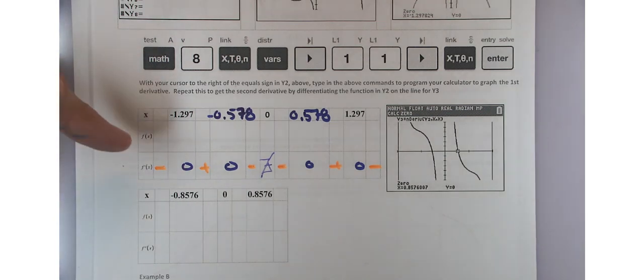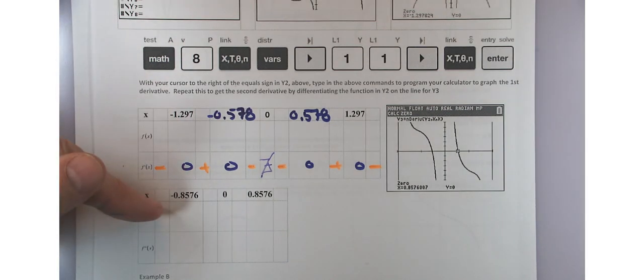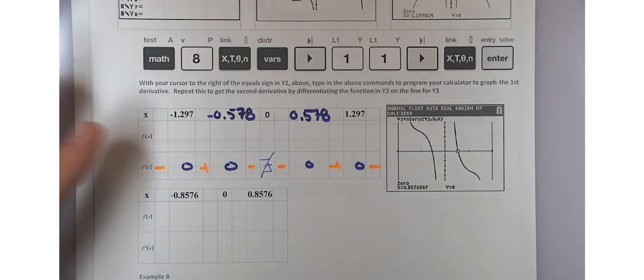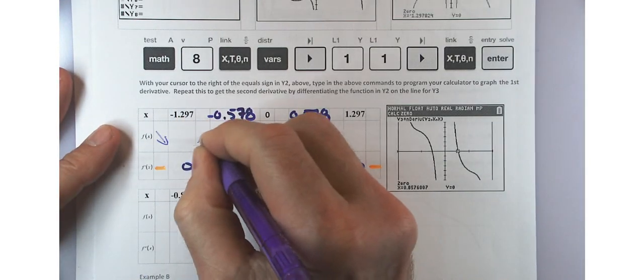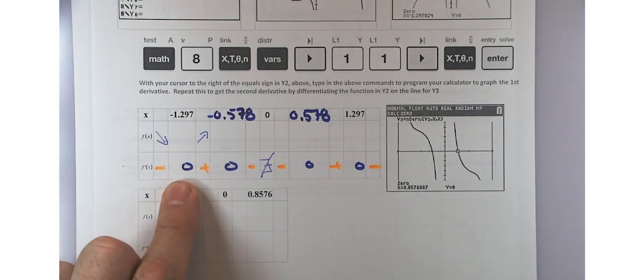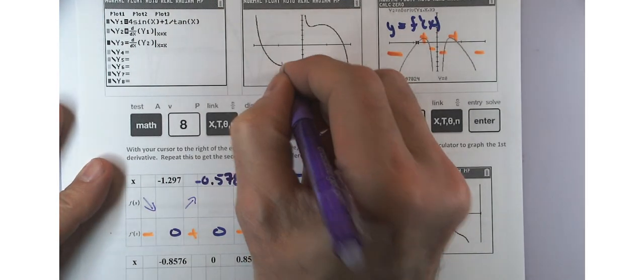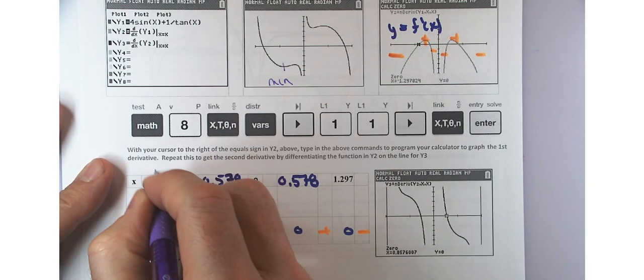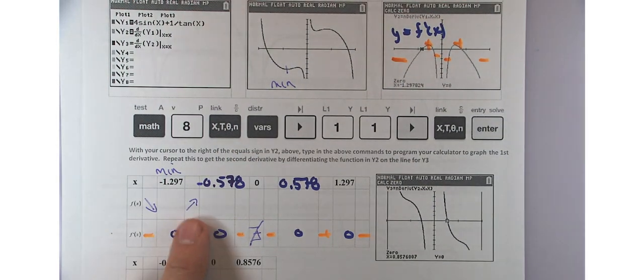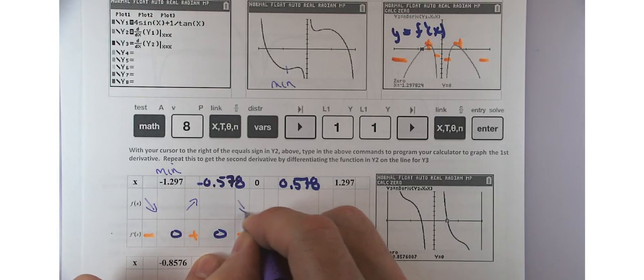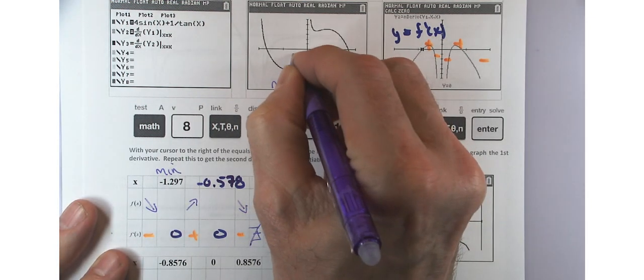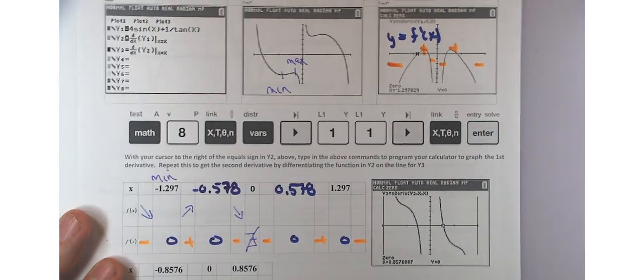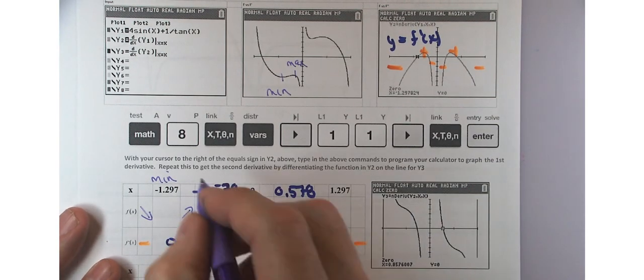So if the function is decreasing here and increasing here, what's that saying about this point at negative 1.297? It's a minimum point. Then it starts increasing, and it gets to here, and then it starts decreasing. So there's your maximum point. And these are local mins and local maxes.